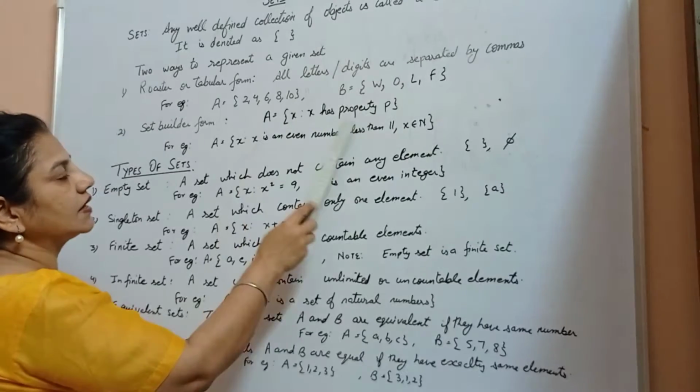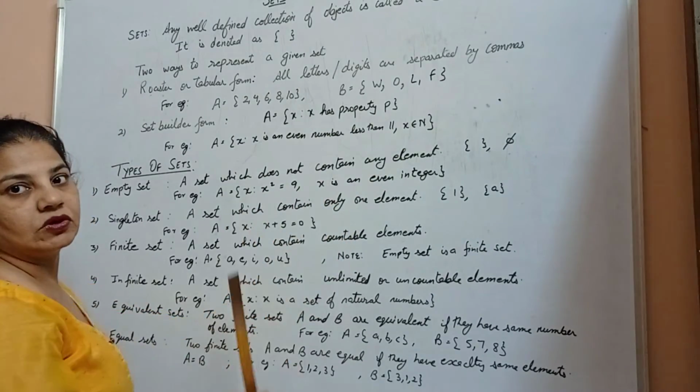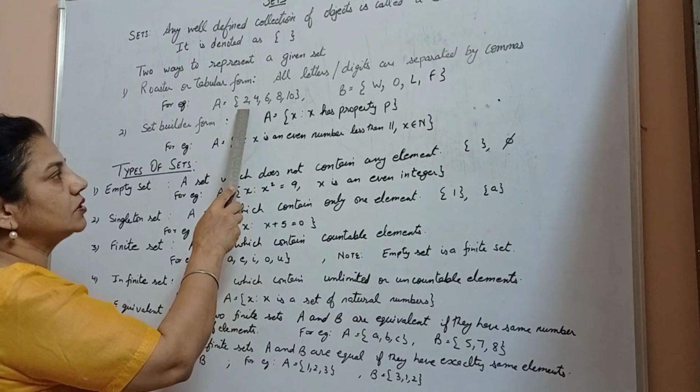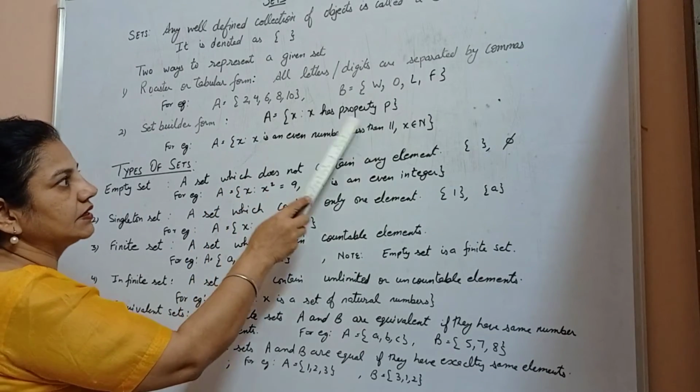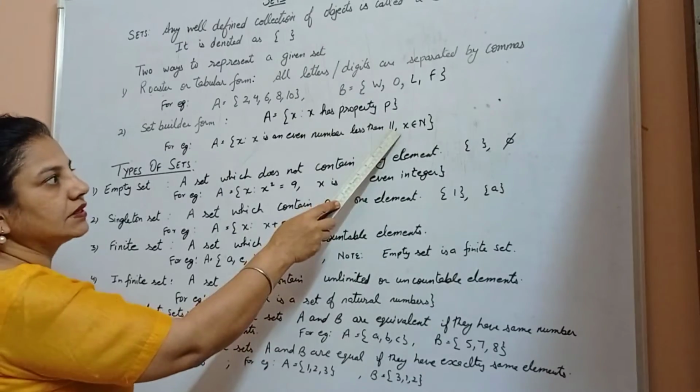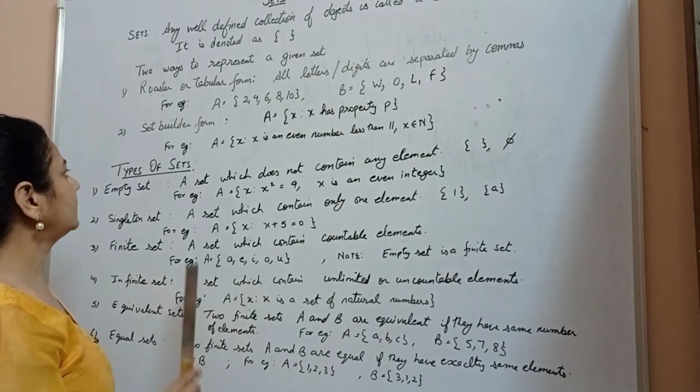So you can see that X is an even number less than 11, where X belongs to the natural numbers. So the numbers are 2, 4, 6, 8 and 10. We cannot take 12 because it is not less than 11.